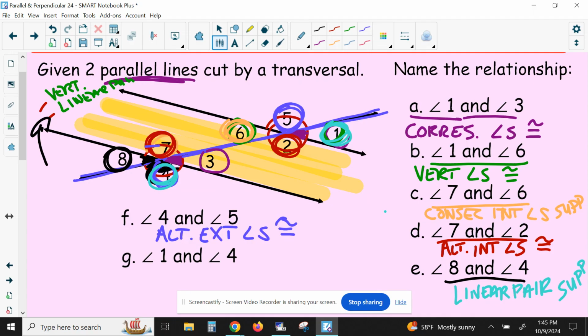And they're on the same side of my blue transversal, both on the bottom side. So these guys are going to be what? Consecutive. Consecutive exterior are supplementary, right? Cool.